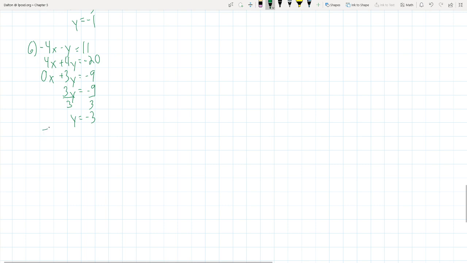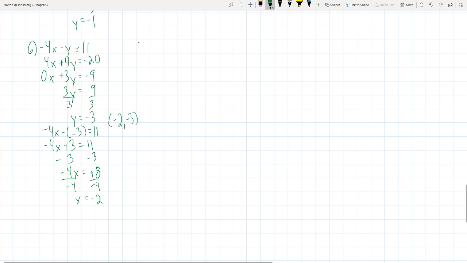Now I'm going to plug that in, so I get negative 4x minus negative 3 equals 11. Negative 4x plus 3 equals 11. Subtract 3 from both sides. I get negative 4x equals negative 8, or positive 8, sorry. Divide by negative 4, divide by negative 4, x equals negative 2. So my answer should be negative 2 comma negative 3.